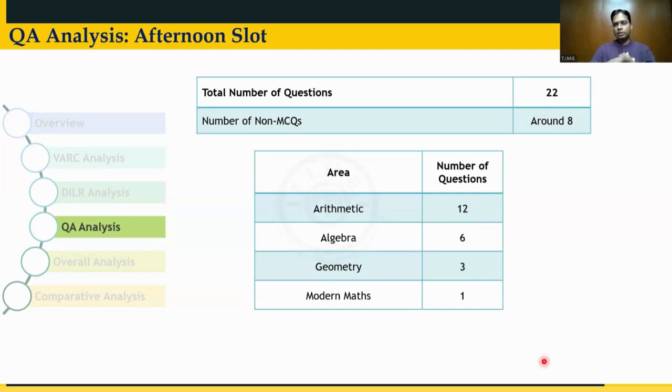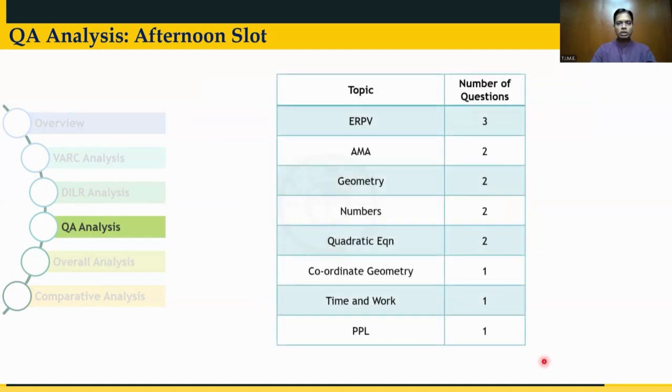Last year, the questions looked a little algebra intensive, the proportion or the emphasis. But this year, the emphasis is back on arithmetic, which is typically what CAT does. So 12 questions it seems were on arithmetic, and around just 6 on algebra, 3 on geometry, and 1 on modern math. So some topics, obviously, in some years are not covered. But what were covered this year?